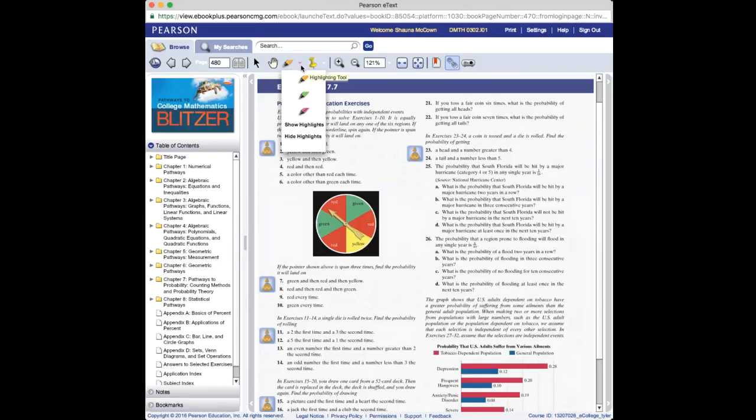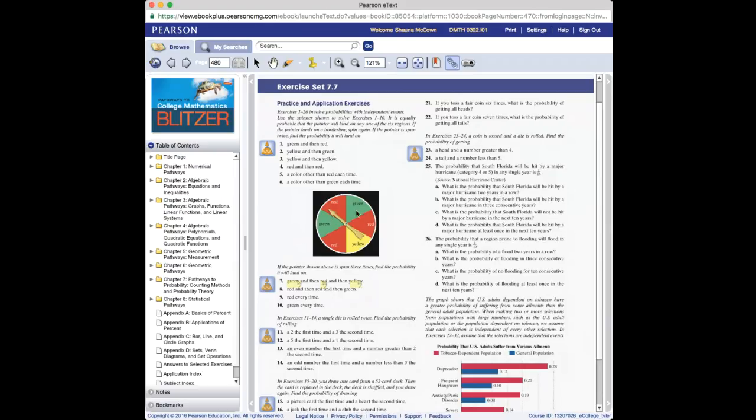No, it won't let me. Okay. I think it's just going to let me highlight like that. Yeah, green. And then a red. And then a yellow. Okay, a green, and then a red, and then a yellow.